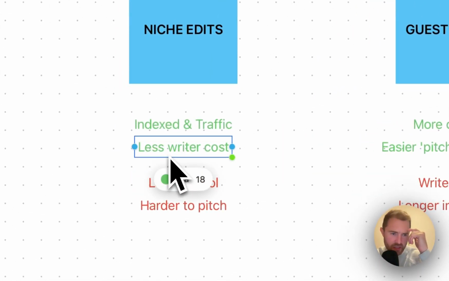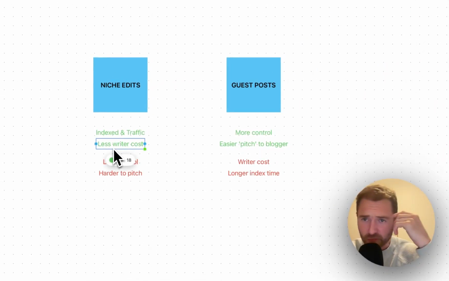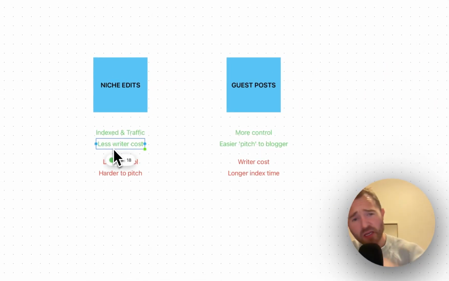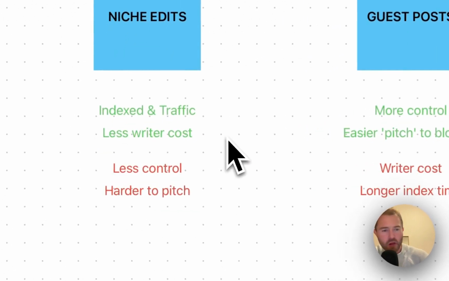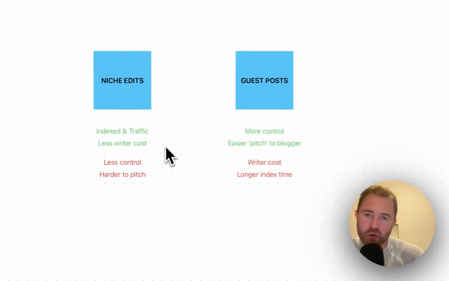Another benefit of niche edits is there's less write cost, if any. If you're doing niche edits in a really primitive way, you might try and find a post where the keyword already exists, and then just get them to add the link. I wouldn't recommend this. I'd recommend always adding value to the existing post by writing a whole new section. I'll go over an example of a niche edit in a second. Even if you're writing a little section though, it's less write cost than guest posts.